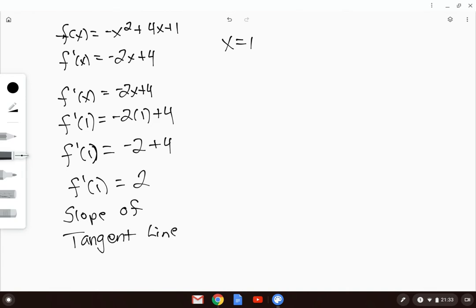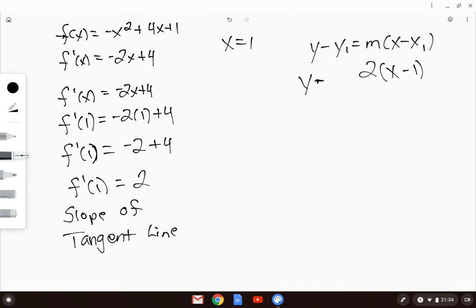So what I need to do now with my slope of the tangent line is I'm going to use the point slope form of a linear function to write the equation of the tangent line. That way I can graph my tangent line. So let's look at what I know here. I already know that my slope is 2. X equals 1 is my x1 value. So what I need to discover is what is my value for y1.